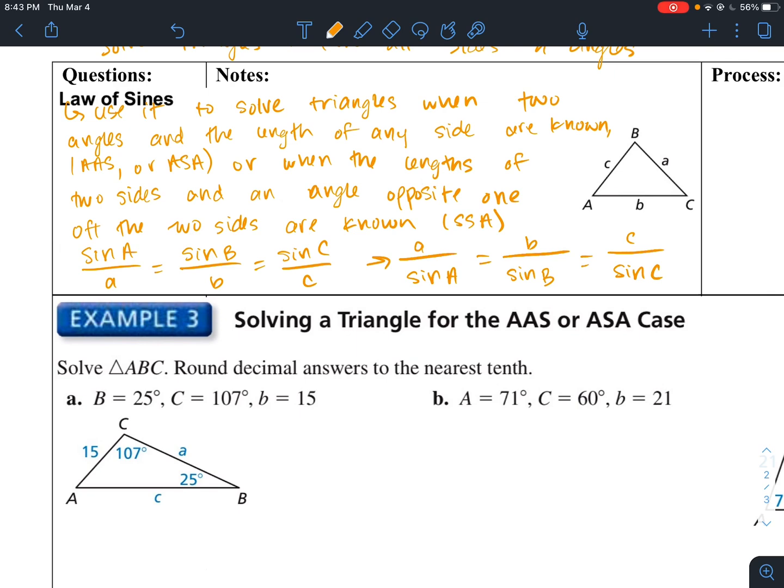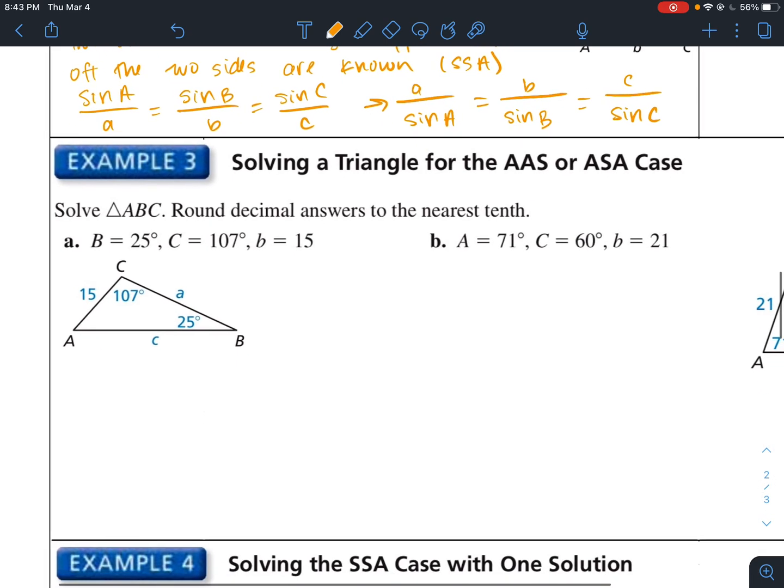So pretty much the ratio of the sine of an angle and the side opposite are always equivalent. I guess you could say that, the ratios. So let's use this rule to help us. So in triangle ABC, we want to use this.